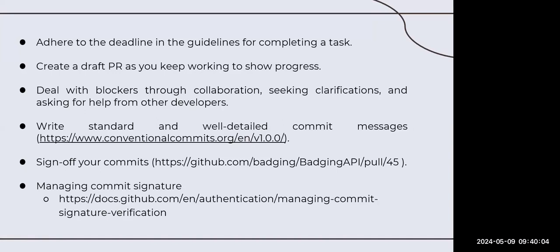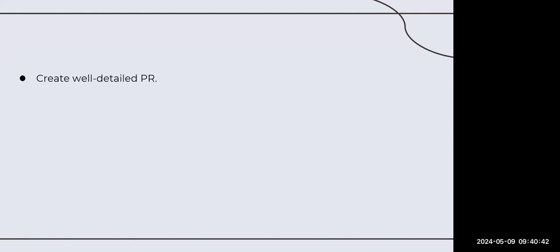Then there is another thing: you need to sign off on your commits, to verify that you are the one that indeed wrote that code and uploaded that PR, for security measures. There is a rule that you must sign off your commits, otherwise you won't pass the checks when you are creating your PR. I have included resources on how to do this in this slide.